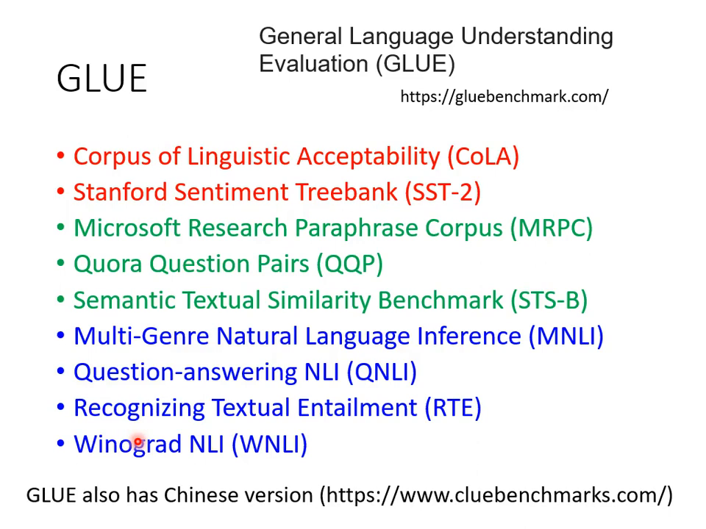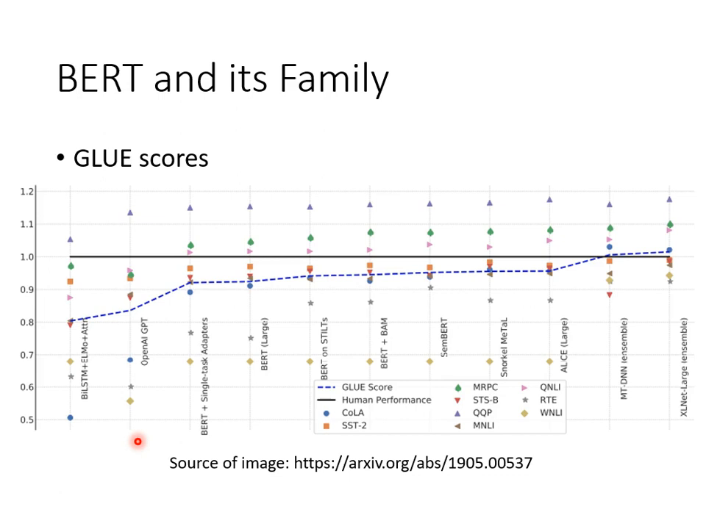Then, you get a value. This value represents the performance of this self-supervised model. Let's take a look at the performance of BERT on GLUE. With BERT, the GLUE score, which is the average score of the 9 tasks, does increase year by year.